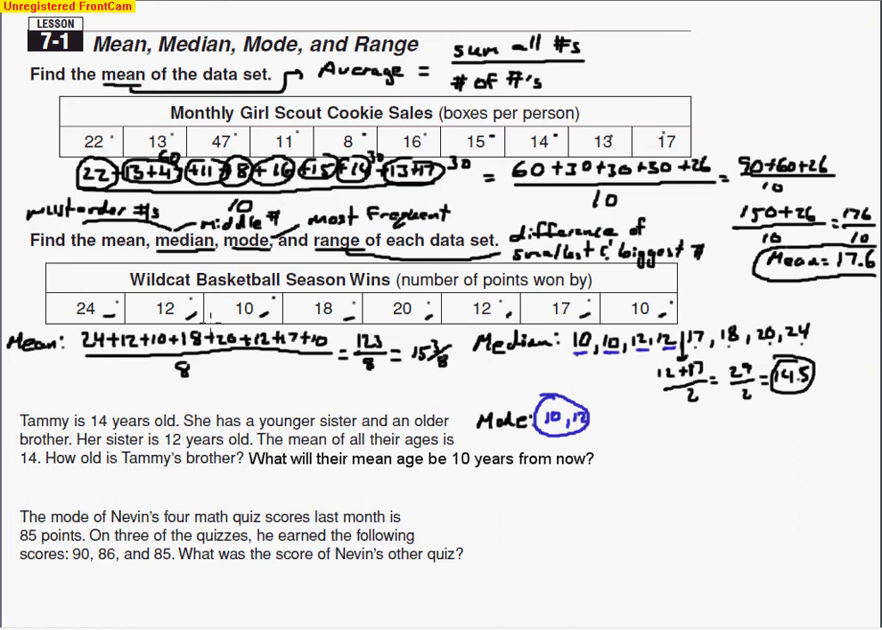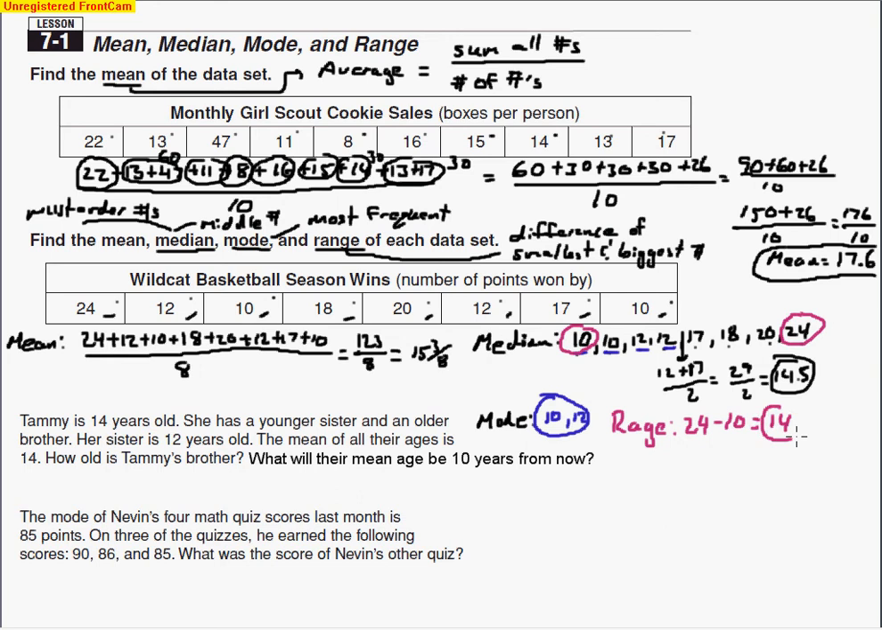Well, our range. Our range represents the distance or the difference between the highest and lowest number. So having them in order helps you out. See how 24 is the highest, 10 is the smallest. So I took these two numbers, this one and this one right here, and I'm subtracting them. That's all I'm doing.